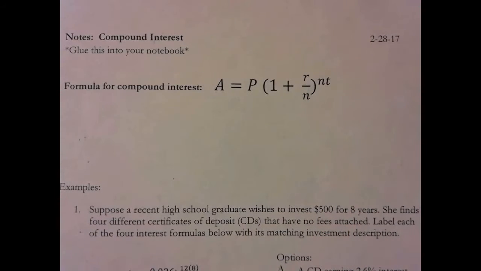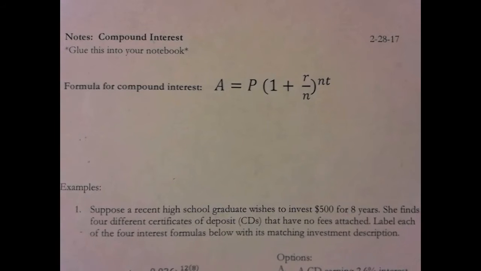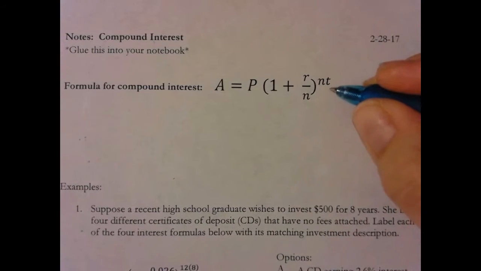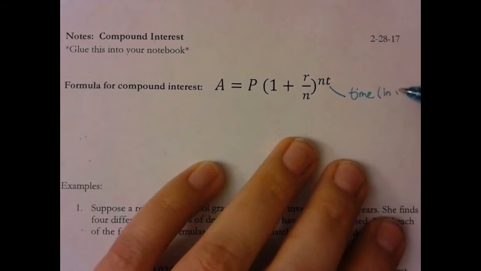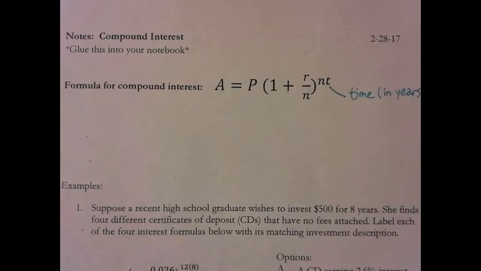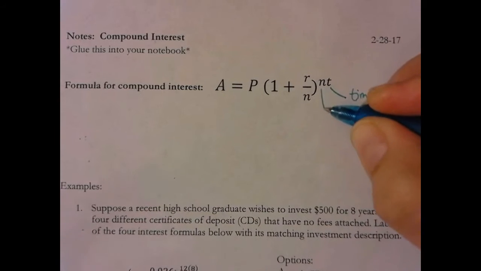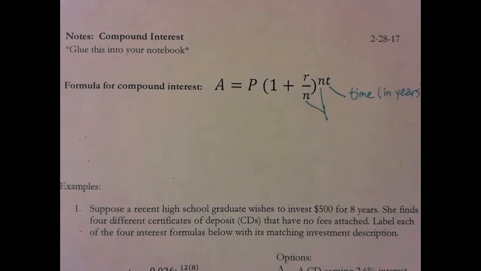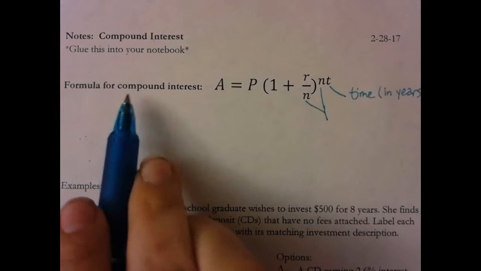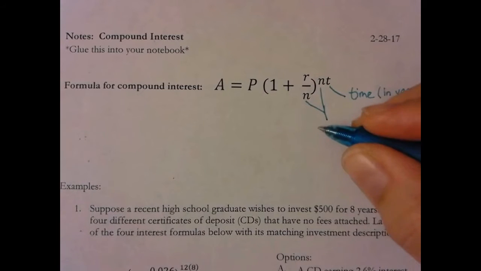Well, this means absolutely nothing until you know what all these letters mean. So let's start labeling some letters. We're going to start on the far right. T is easy to remember because it is time, and that's going to be in years specifically. Okay, N, we see N twice in this equation, and that's the number of times your interest is compounded per year.